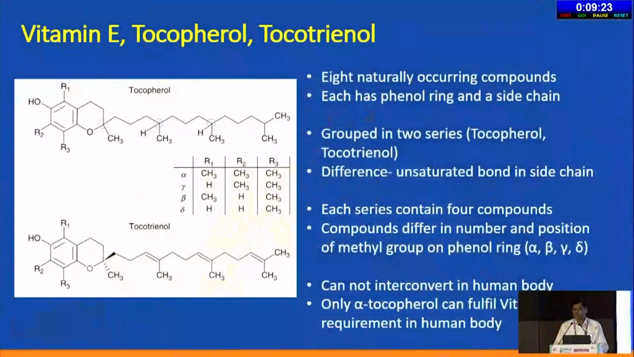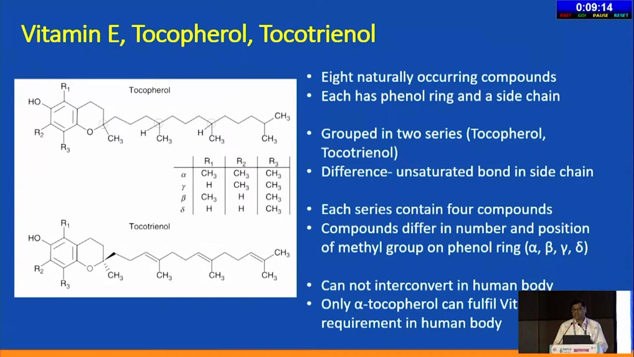So I will talk about vitamin E, which was discovered as a compound present in vegetables and which was essential to bear a childbirth. It was an alcohol-soluble substance, and that is why it was named tocopherol. So vitamin E is a generic term. It contains 8 compounds, which can be grouped in 2 series, tocopherol and tocotrienol, which differ in the presence or absence of unsaturated bond in the side chain.